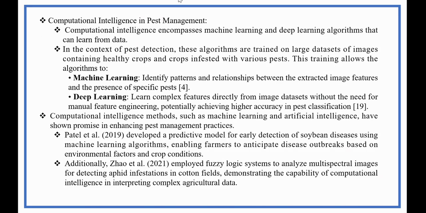Computational intelligence includes ML and DL. These models are trained on large datasets of healthy and infected crop images. Machine learning helps in identifying the relation between image features and diseases. Deep learning, especially convolutional neural networks, automatically learns features and often provides higher accuracy. This combination helps in building a robust, scalable, and automated pest detection system.